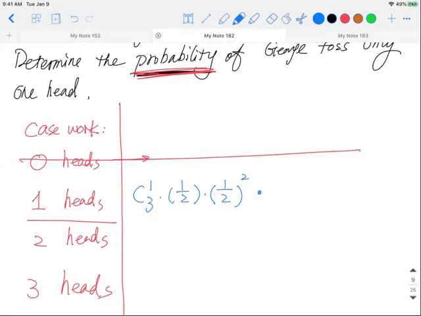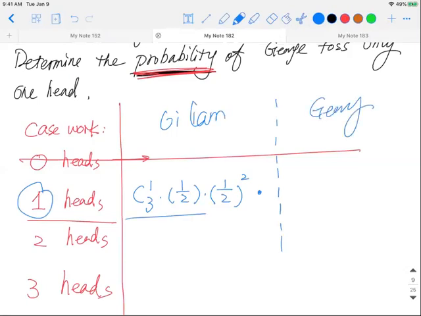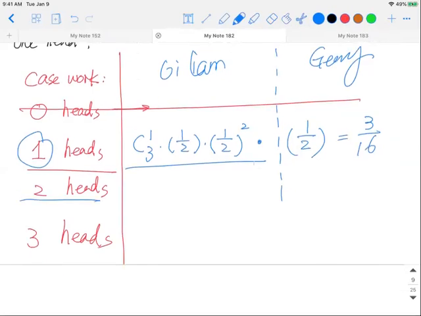If there is just 1 head, George comes here, tosses it, and gets heads, and the work is done. So this line is Oi Lim, this is George. This is the probability for Oi Lim to toss out 1 head, and right afterwards George tosses 1 head, 50%. That's it. So this probability is 3 over 16. All good? Now 2 heads.